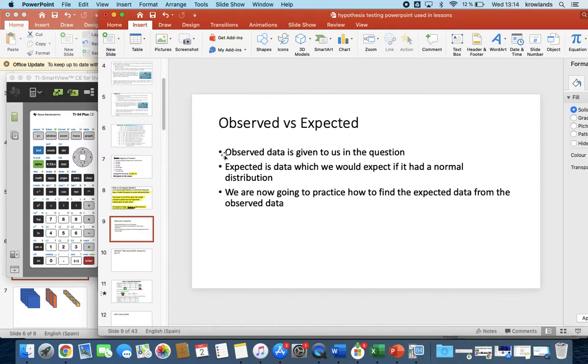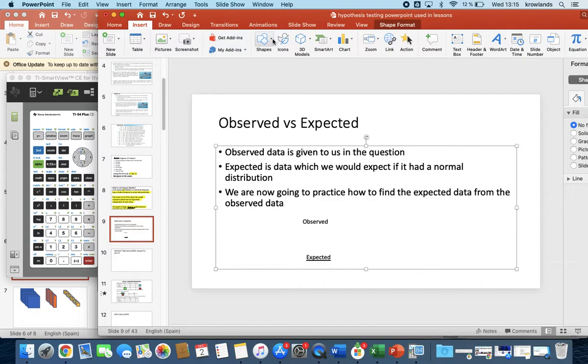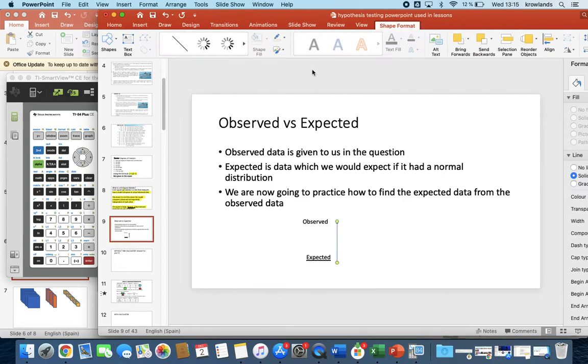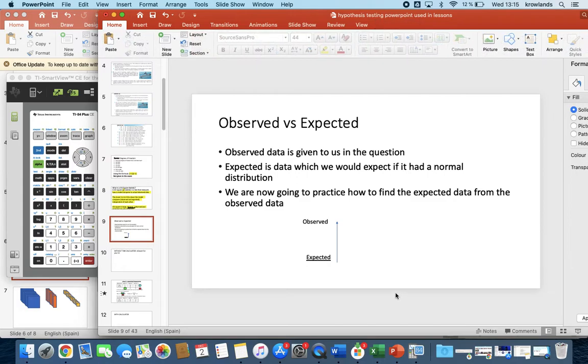So next we're going to talk a little bit more about the observed and the expected. So observed, remember, was the first table on the last slide, and then expected was the table we would get if we applied the normal distribution. We're going to talk about, first of all, how to get the expected data, which is our answer for these questions, using the observed. And we're going to do this by using a method without the calculator, or without the TI-84 calculator, and then we'll do one with the calculator.